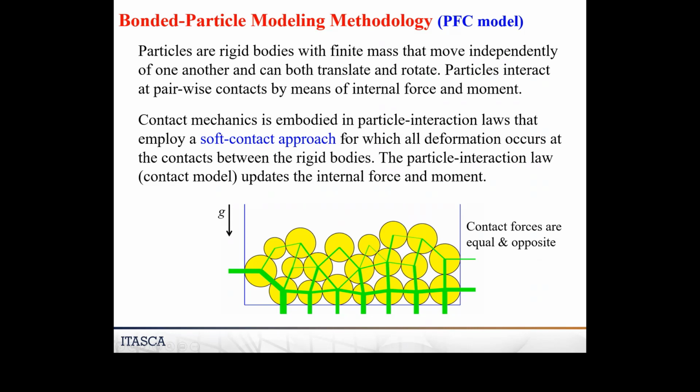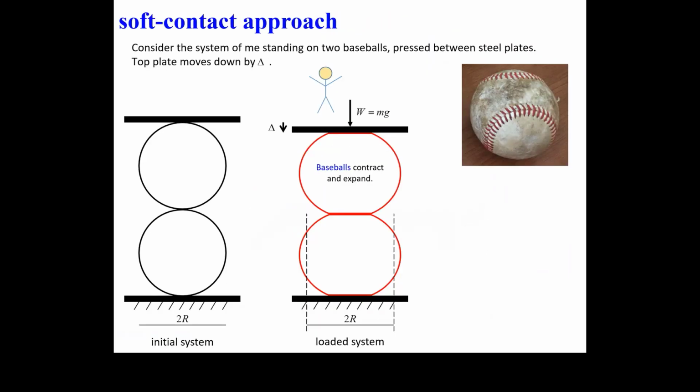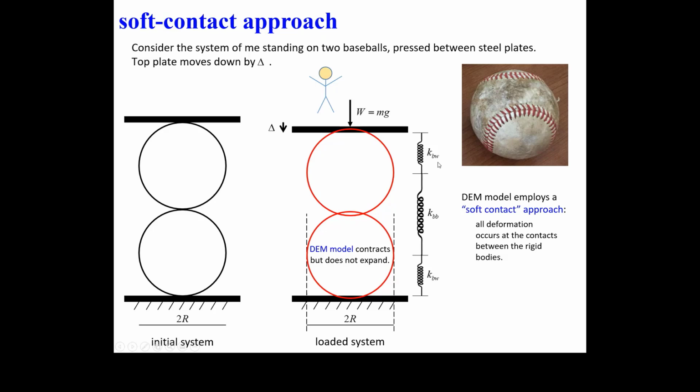We use a soft contact approach whereby we have rigid particles that don't change their shape, and then we put springs in at those contacts. What do we mean by a soft contact approach? Here's a baseball. I play a lot of and watch a lot of baseball. Let's imagine that I was able to balance on two baseballs and then push down on them. So in reality, these baseballs are going to contract and expand, as you see here. With our soft contact approach, they don't.